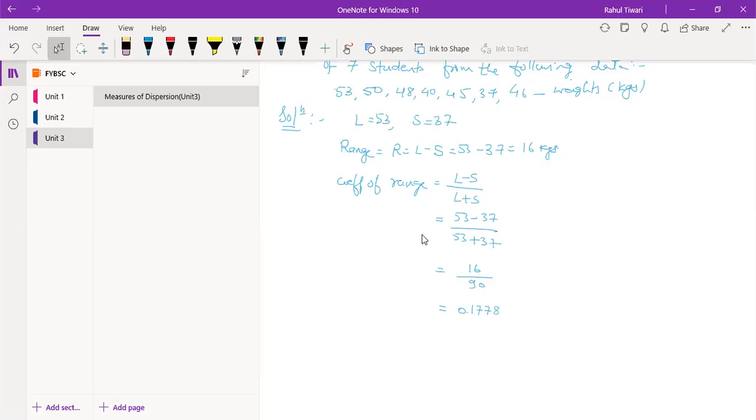But you can see here I am not writing any unit because it is unitless. Since here we have the same data, the same unit kgs, still I'm not writing it because the coefficient of range is something we have written in theory. According to theory, it is unitless. So you can go without unit.